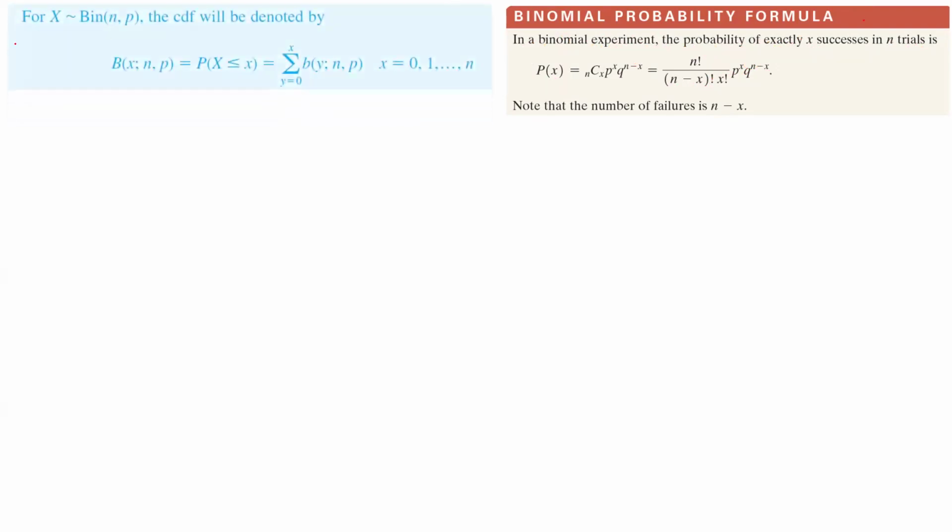Officially, we can say that if random variable x follows a binomial distribution, then the cumulative distribution function will be denoted by B(x, p), which is the probability that X is less than or equal to x, which is the summation of all of those probabilities less than or equal to x.